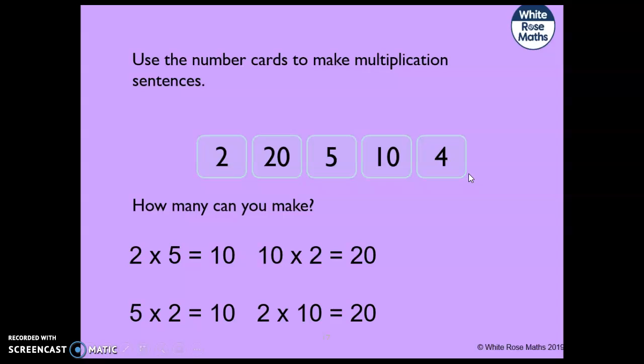Now if we know our 5 times tables, we know that 4 times 5 is 20, and 5 times 4 is 20. So again with these, it's just making sure that you know that multiplication means the biggest number is normally at the end. So therefore, 20 and 10 are going to be the answer. How can we use the 2, the 5 and the 4 to make 20 and 10?